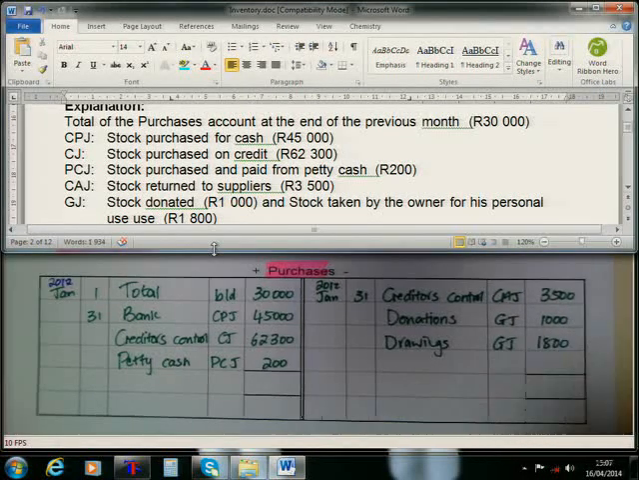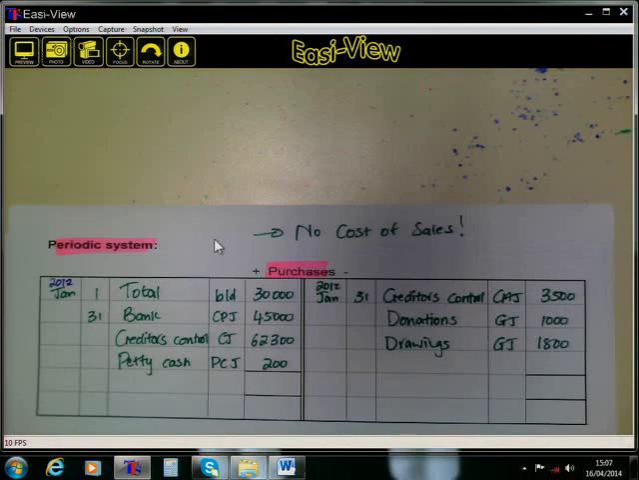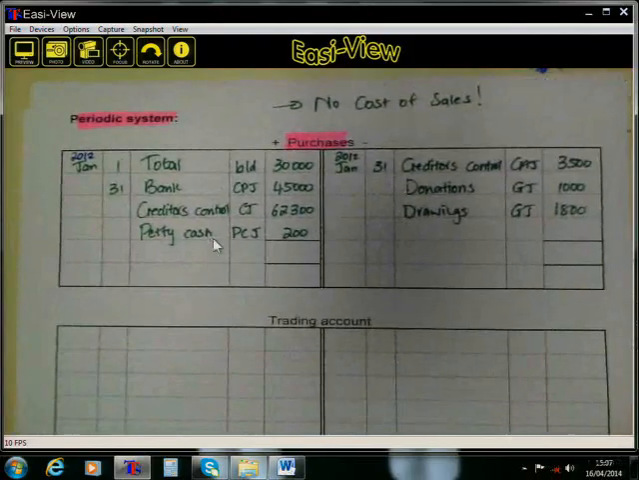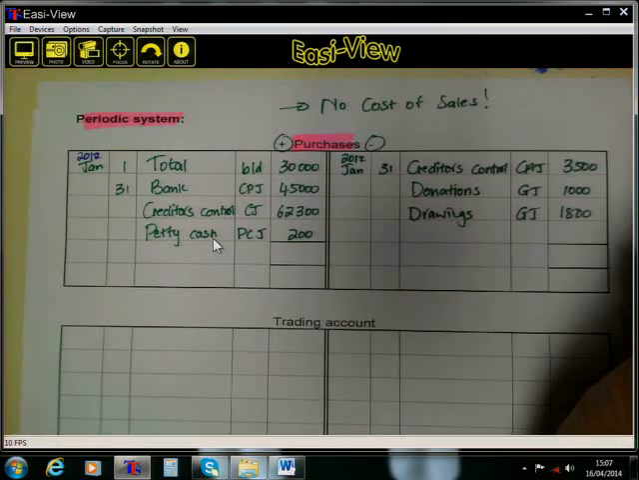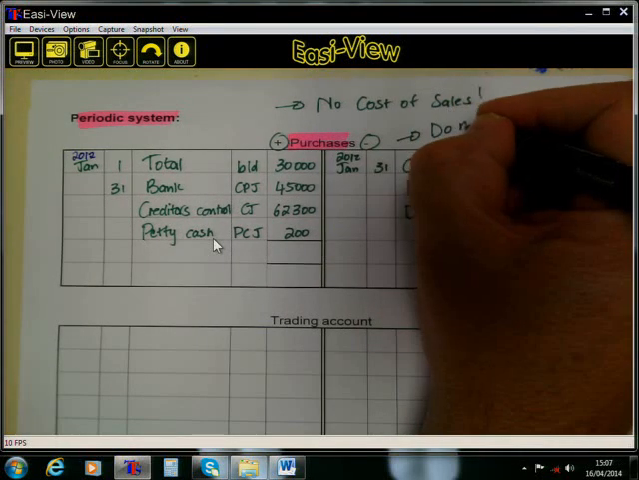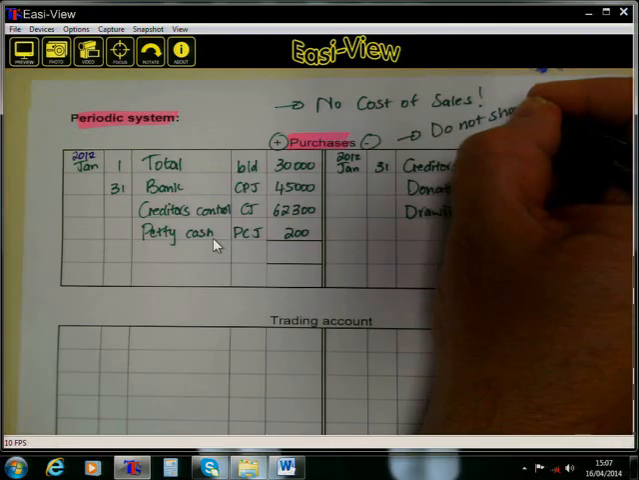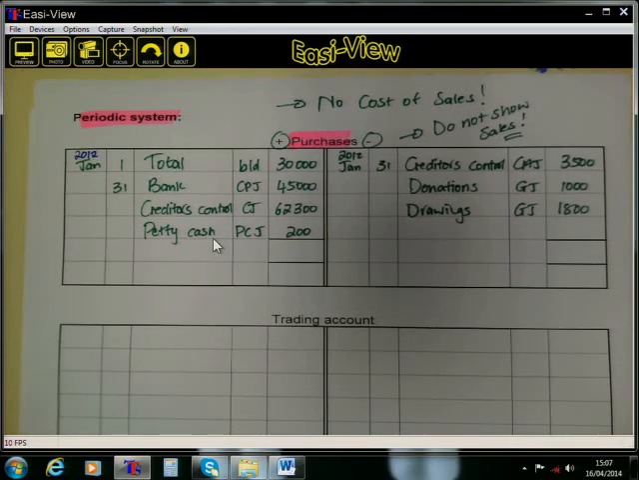Can you see what happened here? We've got the purchases account, and we show everything that comes in and we show everything that goes out, but we do not show sales. Why can't we show the sales? Because we haven't got the cost price.